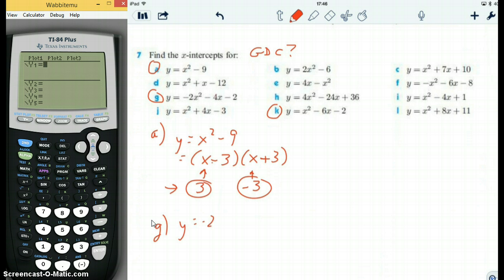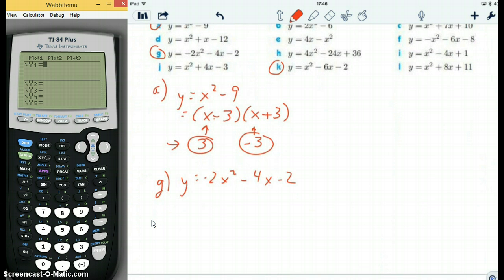Y equals negative 2x squared minus 4x minus 2. X-intercepts for that. Okay, well, because of the 2, it's not so easily factorable. Although you could still try to factor if you want to. If there's something that you look at and say, I don't want to factor this, just use the quadratic formula. X equals negative b plus or minus square root of b squared minus 4ac all over 2a. And this will be on your formula sheet.